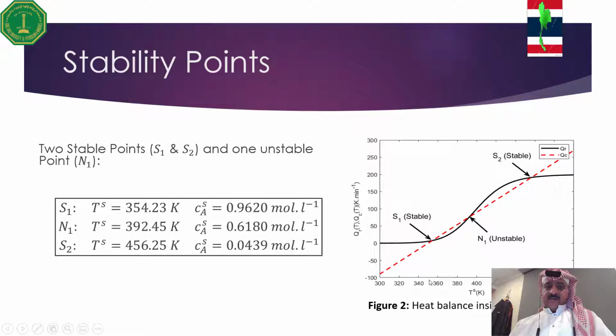What is the temperature? It is 354. At this QR and QC, using the previous equation, it gives concentration Ca equal to 0.962. And S2: in this work, we will design at S2 because it is more stable, as we will show. N1 is not a stable point.